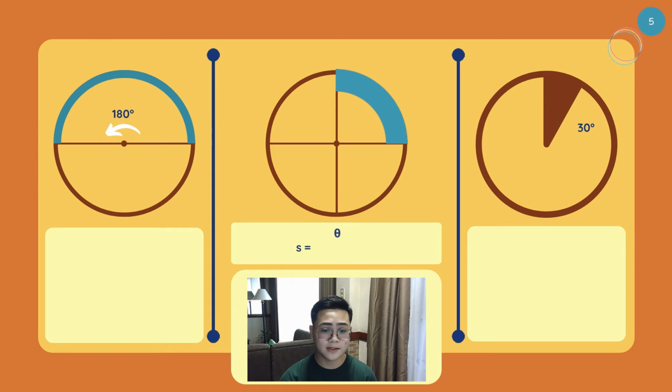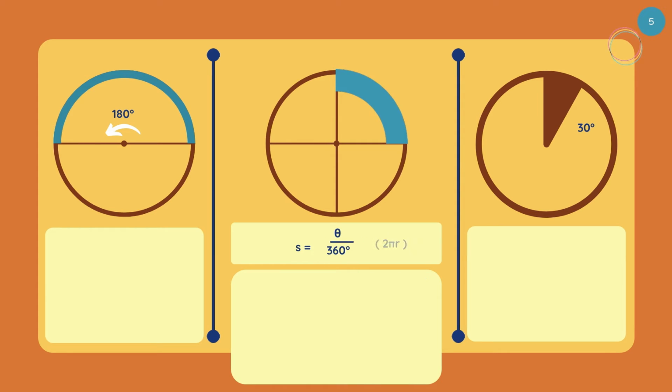Through this understanding, we can generalize that if the angle subtended by the arc at the center, which is the central angle, is theta, then the length of the arc is theta divided by 360 multiplied by 2 pi r.